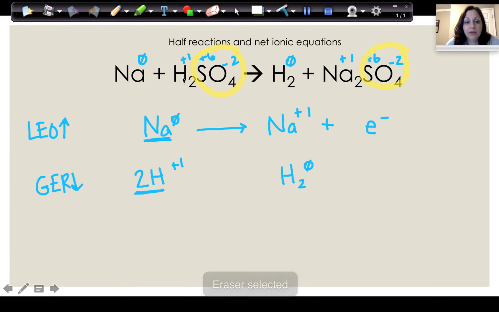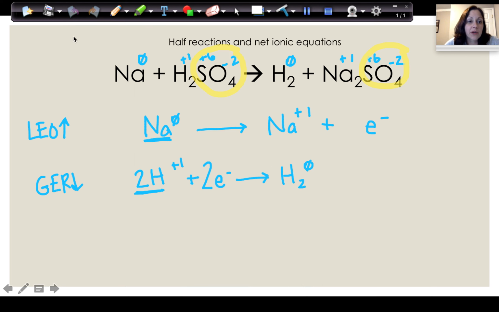For the H+1, I have to gain electrons, which means that the electrons have to be a reactant. Notice I drew the arrows in after I placed the electrons. And +1 down to 0 is a change of 1 mole of electrons, but I have a coefficient of 2. So that means that it has to happen twice. That means that I'm going to put 2 in front of my electrons.